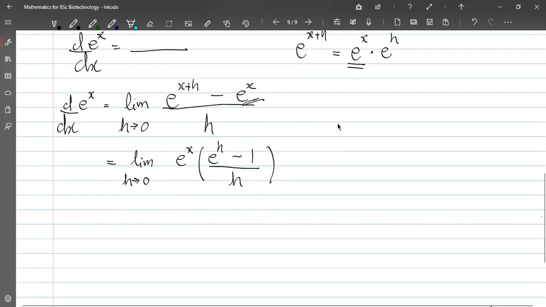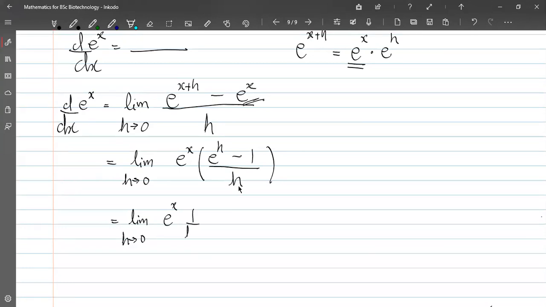There we wrote e to the x minus 1 by x as x approaches 0, and we found that the answer was 1, right? So here also we expect this will be 1. If you don't remember the result, you do what we did before, that is series expansion. So you have 1 by h times e to the power h minus 1. So e to the power h is 1 plus h plus h square by 2 factorial, etc., minus 1.